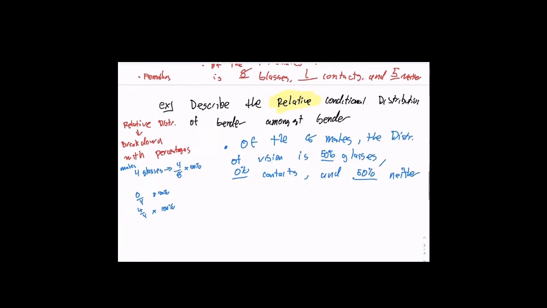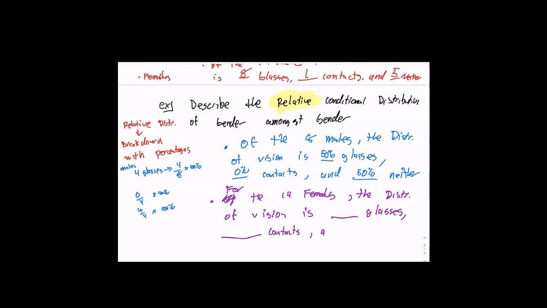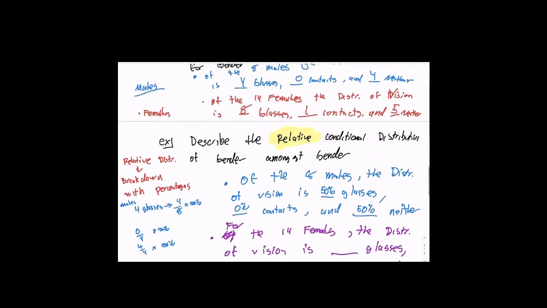All right. We've got to go talk about females. So of the 14 females, the distribution of vision, you can say of, you can say for, sometimes, for the, same thing, of vision is blank glasses, blank contacts, and blank neither.